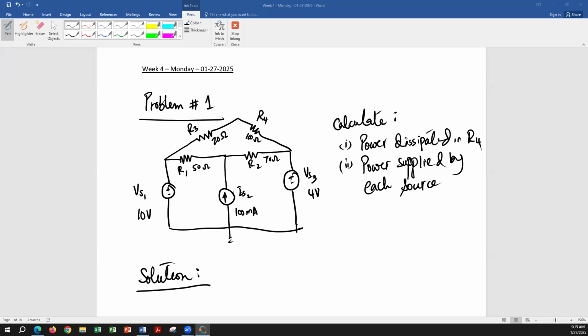So for the first part, you want to apply nodal analysis. Okay, so how are you going to apply nodal analysis? Explain that now. If you are calculating power dissipated in R4 and you said, I want to do nodal analysis, what are you going to do? But that's not nodal analysis. But why do I need that voltage to find the power in R4?